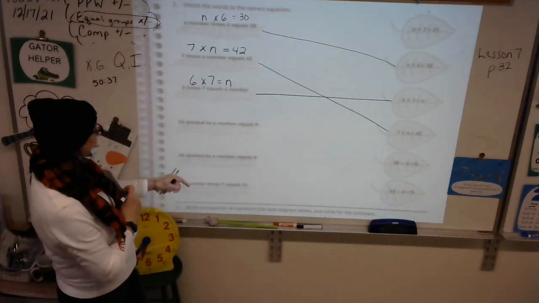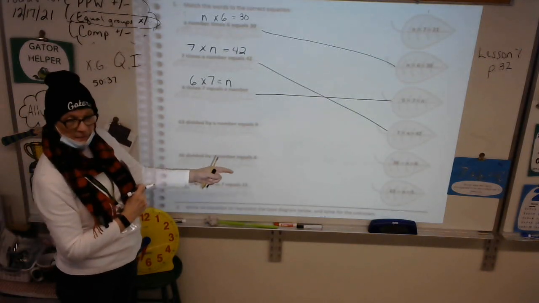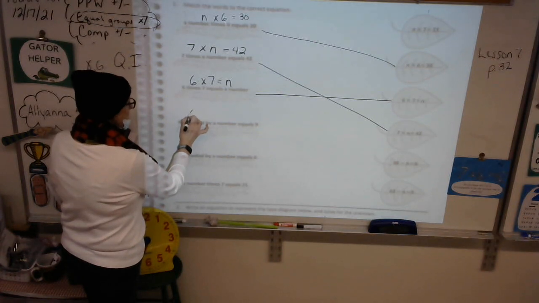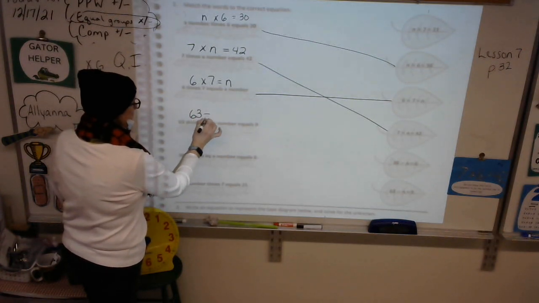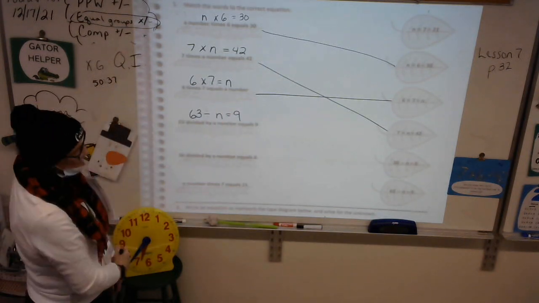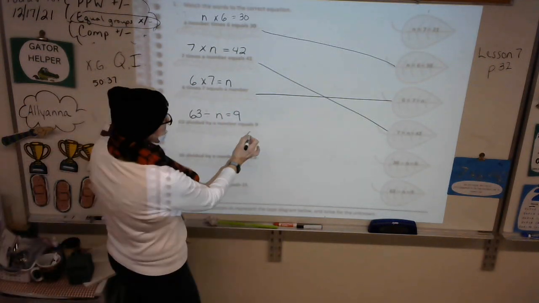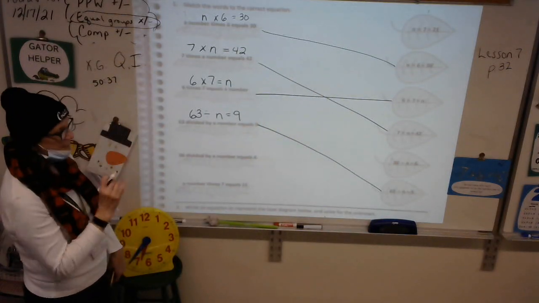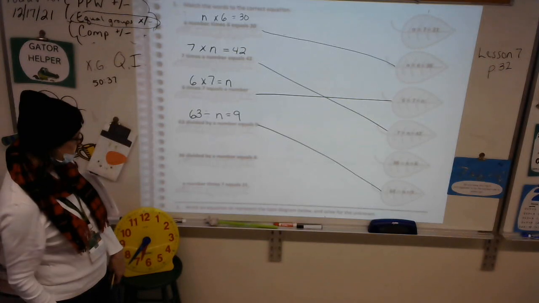Okay, the next one, 63 divided by a number equals 9. What will we write, class? Say it. 63 divided by n equals 9. Where is 63 divided by n equals 9? It's right here. So, friends at home, I am letting you draw the lines today, but please make sure they're nice and neat like mine. I don't want all of this where it makes it hard to correct.